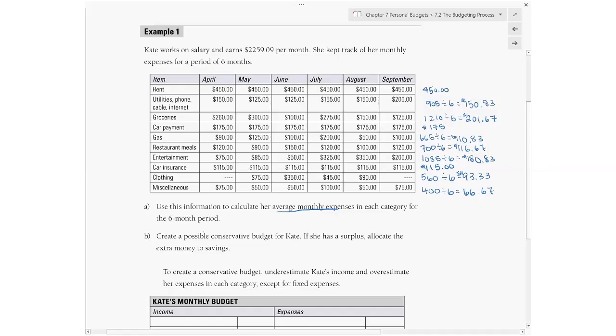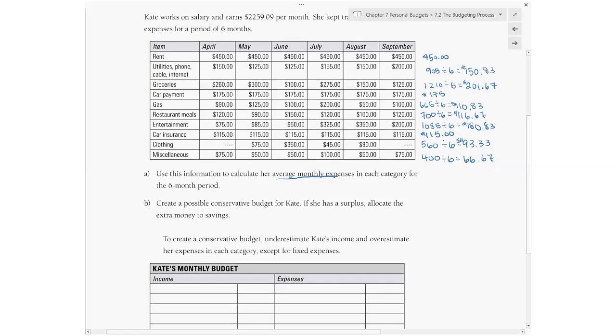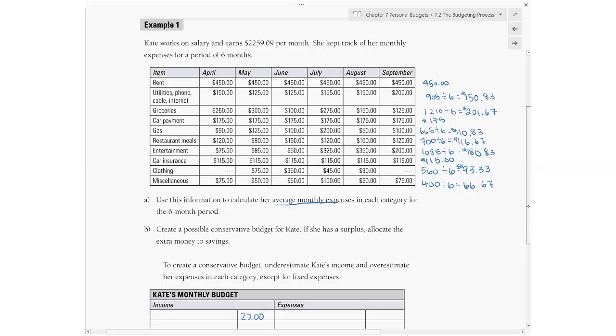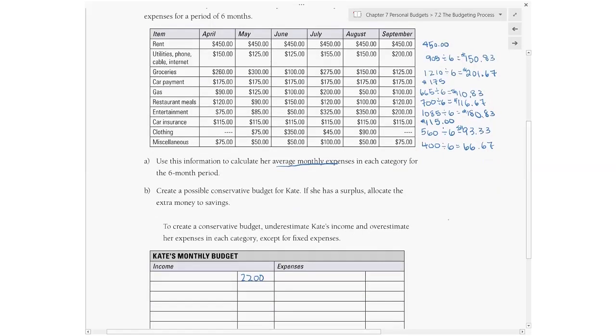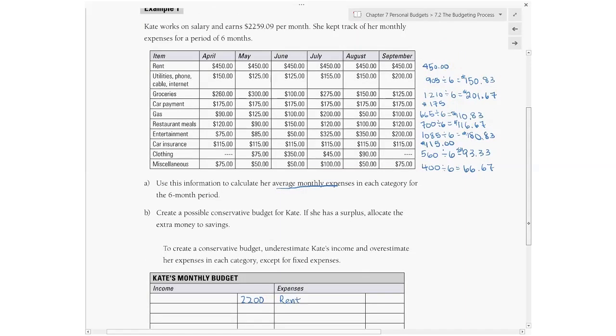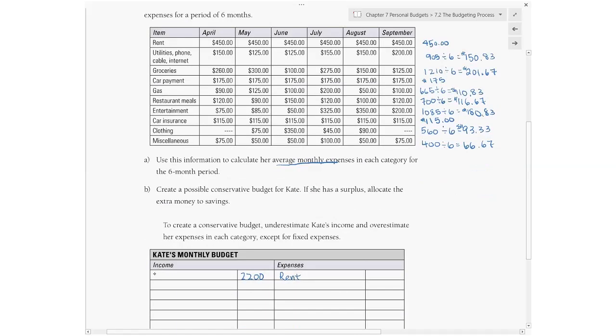Okay, so we want to create a possible conservative budget for Kate. So if she has a surplus, we're going to allocate any extra money to savings. So again, we need to underestimate her income and overestimate her expenses in each category except for fixed expenses. So let's just say she earns $2,200 a month. So that's a little less than what she's making. You could even bring it down a bit. We'll go with that. And her expenses, so we've got rent. So, sorry, this first one would just be her salary.